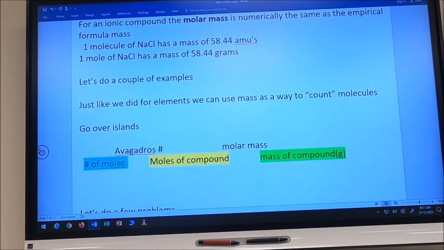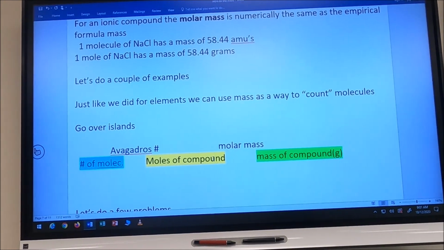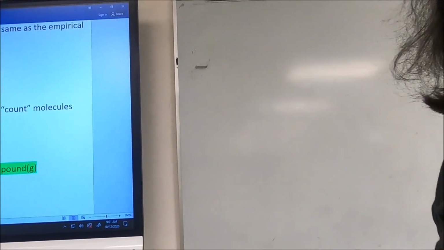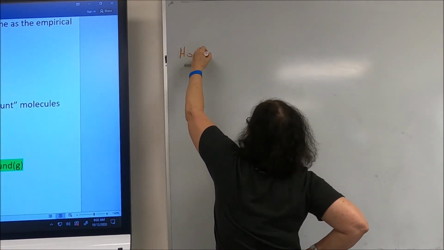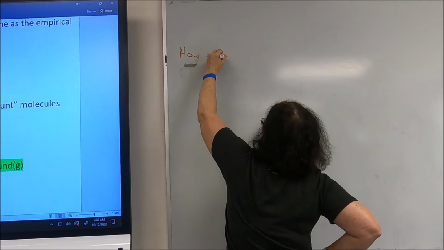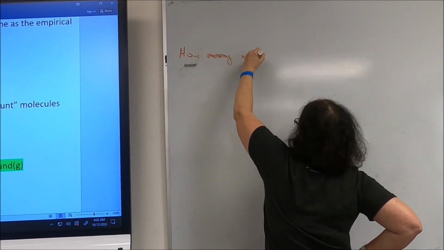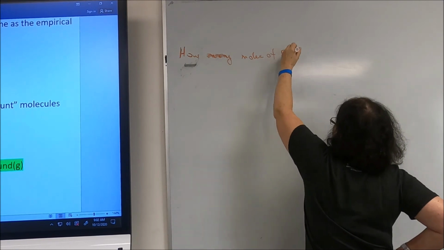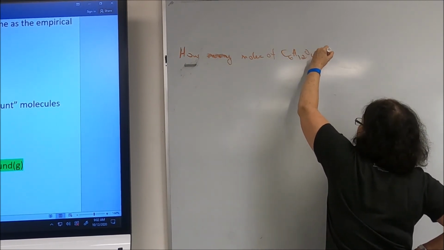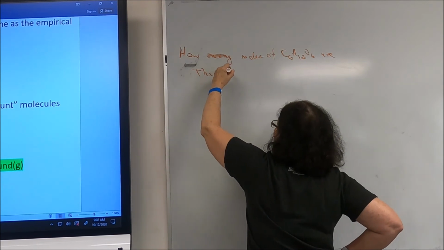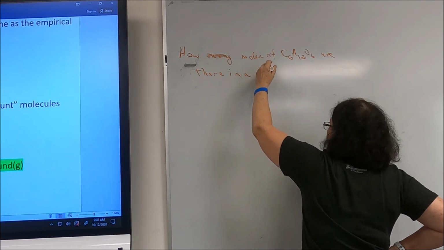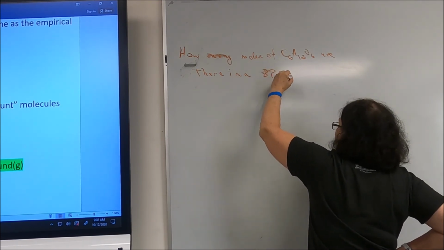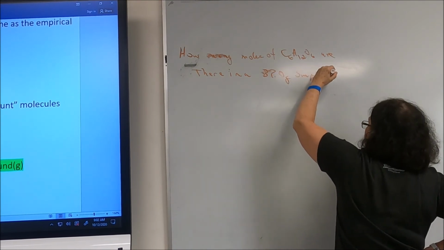Now, again, we're just repeating the same pattern. We're doing the same thing for compounds that we did for elements. Okay? So, you can see something like, how many molecules of glucose are there in a 37.0 gram sample of glucose?